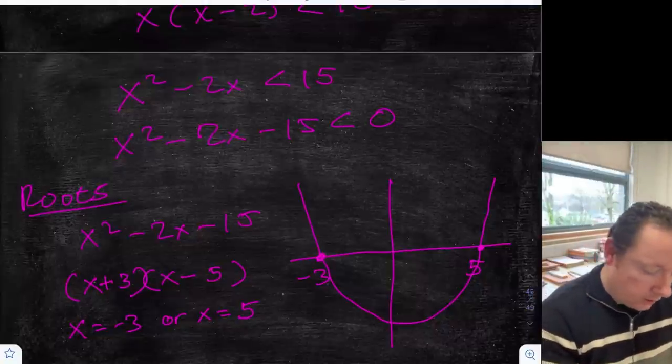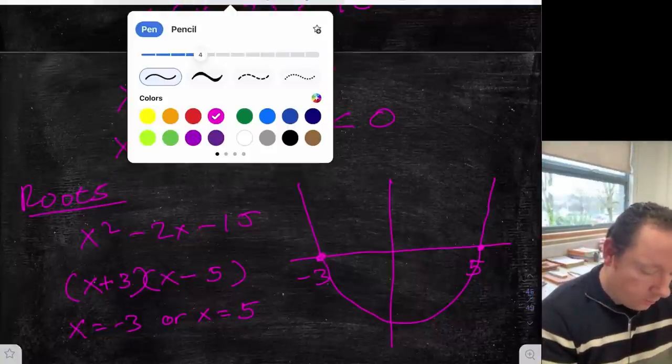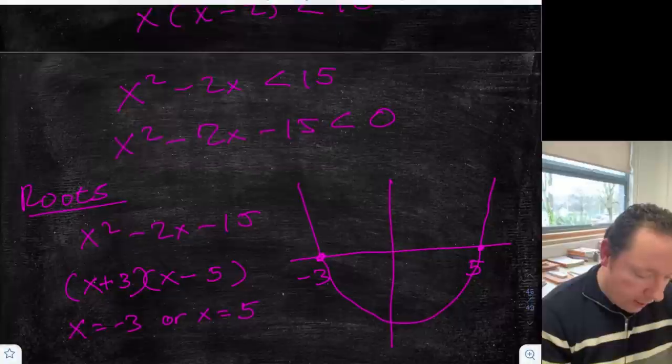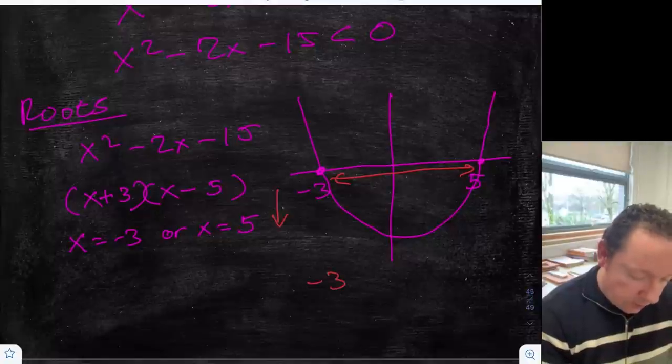Now we're looking to see where it's less than zero. Well, it's less than zero below the x-axis. So that is in between these two numbers. Minus 3 is less than x, is less than 5.